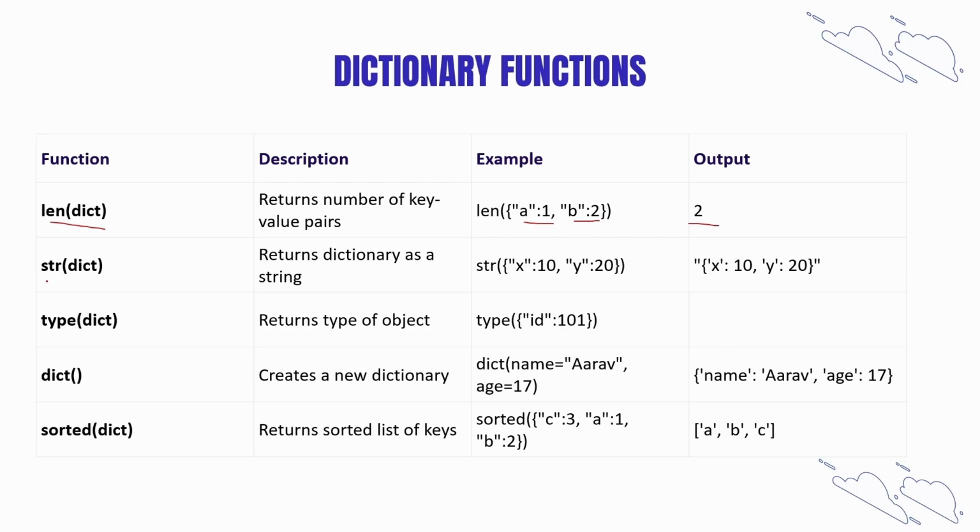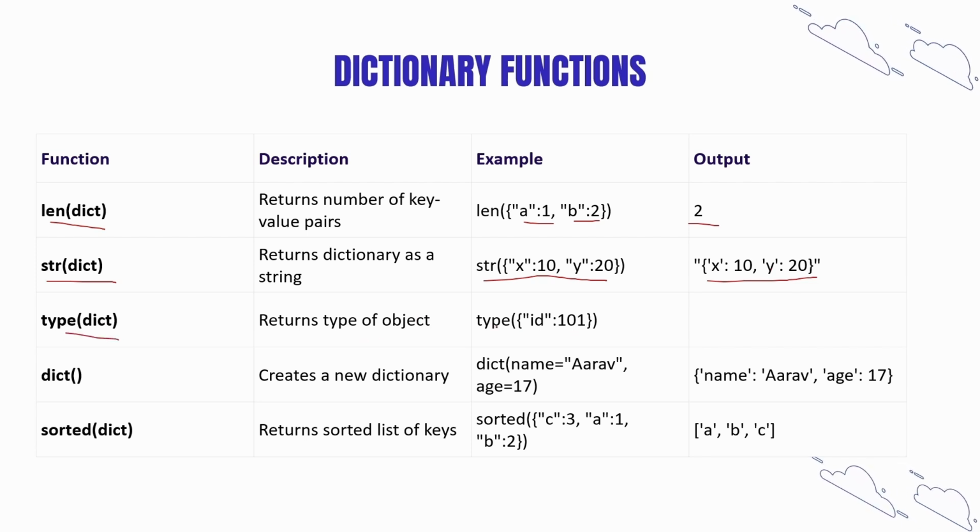Next is str dict. It returns the dictionary as a string. Here when I say str and inside this I give my dictionary, it gives me this and it has converted this into a string. Then I have type dict. It returns the type of the object. When I say type of id 101, because it's a dictionary, it will return the type of the object, which is dict.